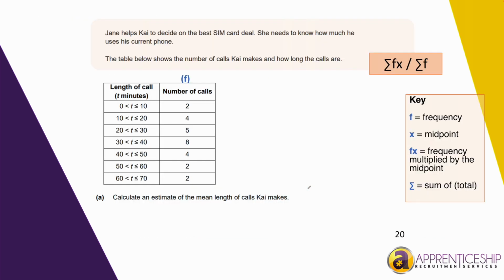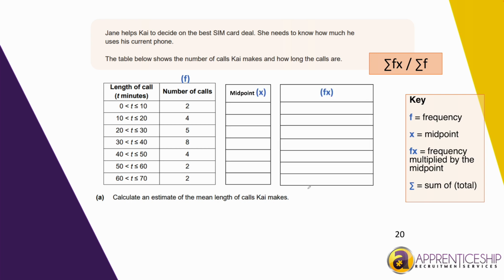Here we've got an example. Jane helps Kai to decide the best SIM deal. She needs to know how much he uses his current phone. So here's the data that they have. If they're nice in the exam, they will give you 2 extra columns.